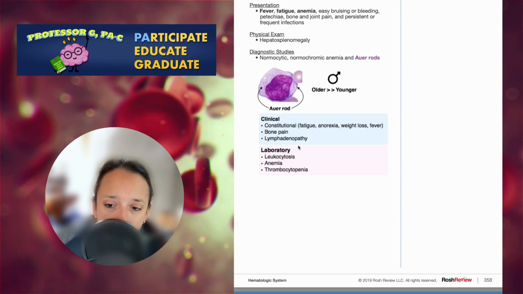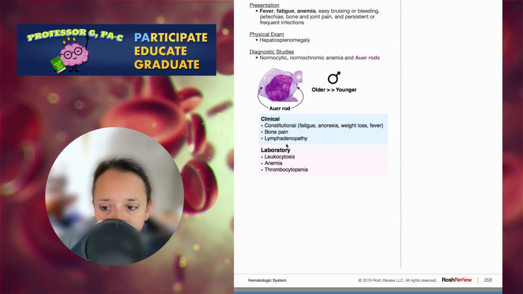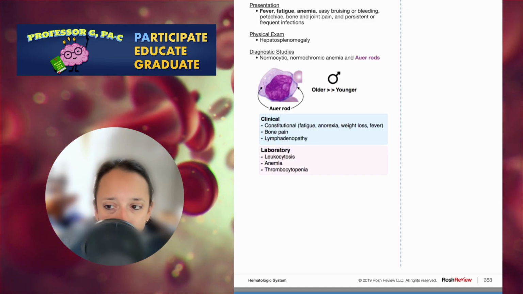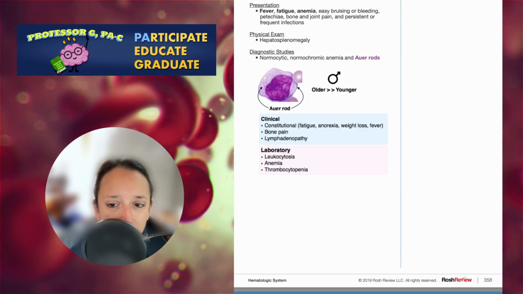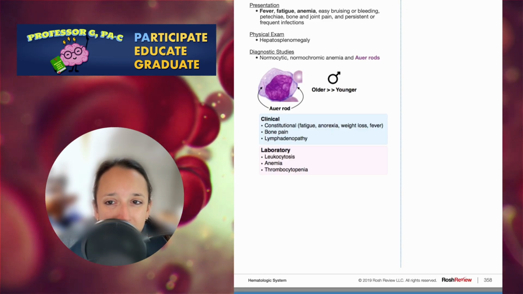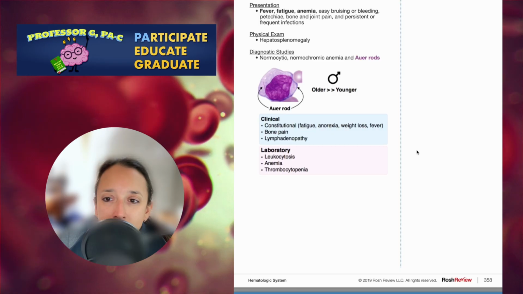As far as prognosis, it really just depends on the age and the cytogenetics. So younger patients with favorable mutations can respond really well. So it really just depends.